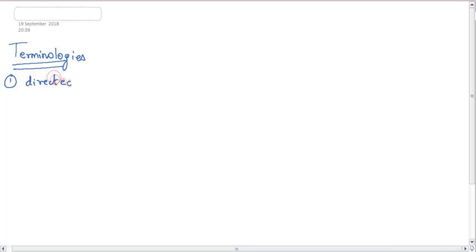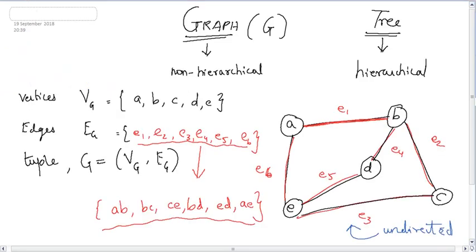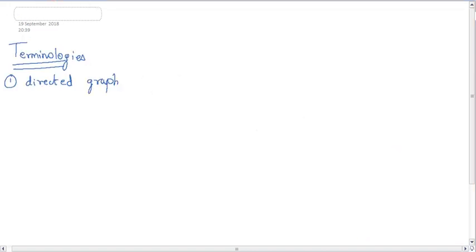Now let us see some of the terminologies associated with the graph. The first terminology is the directed graph. In the previous example, we saw an undirected graph because there is no direction stated by the edges. As you can see over here, there is no direction from A to B. Thus, it is an undirected graph, due to the absence of direction. Now, what is a directed graph? A directed graph is one with an ordered pair of vertices.